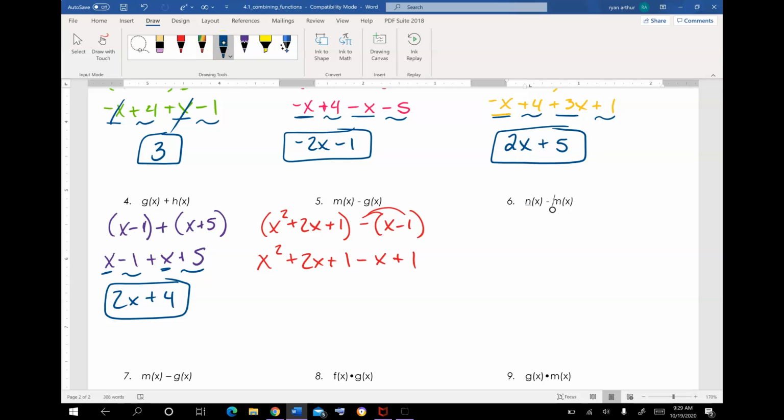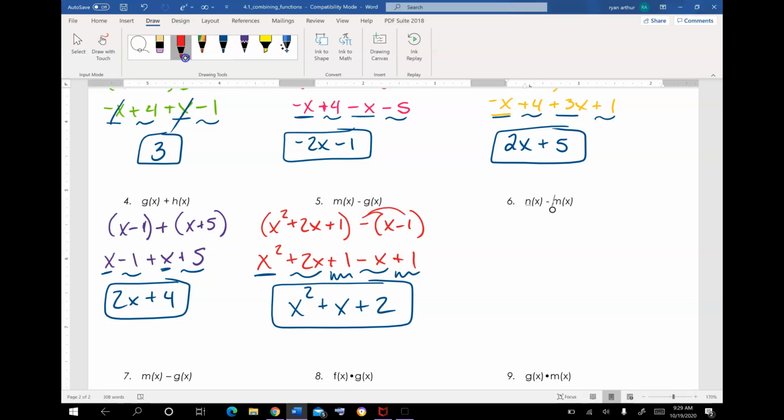We're going to combine. X squared does not have a partner, so we bring him down. 2x and negative 1x gives me positive x. And then plus 1 and plus 1 would be plus 2. And that would be your answer.